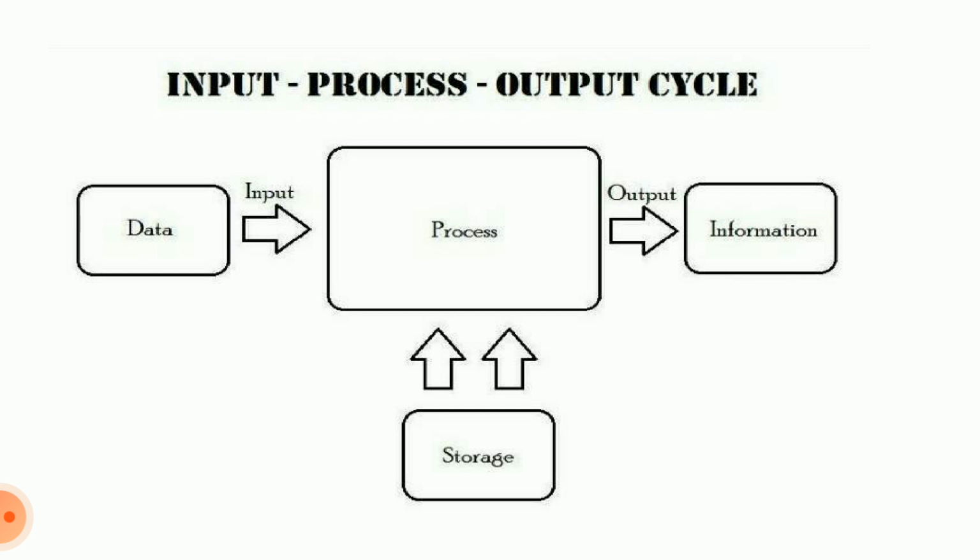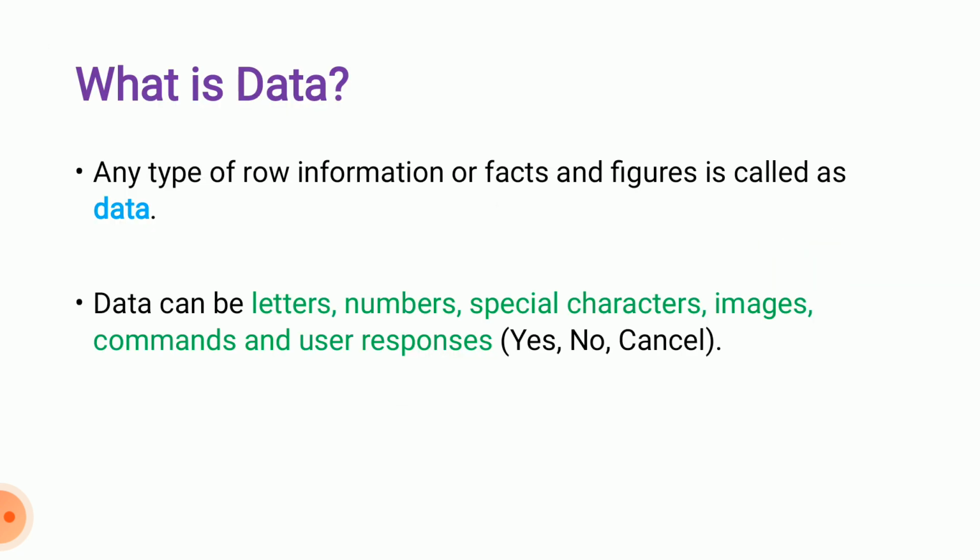Fine. Let's move ahead. Now, what is data? Any type of raw information or facts and figures is called data. Data can be letters, numbers, special characters, images, commands, and user response. User response may be yes, no, or cancel. These all are data. Fine.